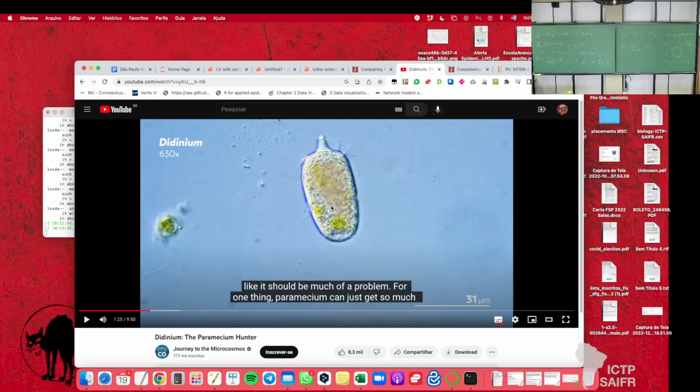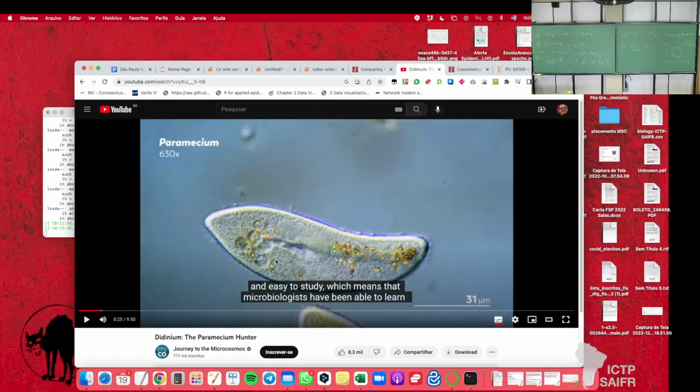Obviously it has no way of looking. It doesn't have eye vision. So what happens is it goes around. This is the paramecium, and actually it's bigger than the Didinium, but the Didinium is the predator.